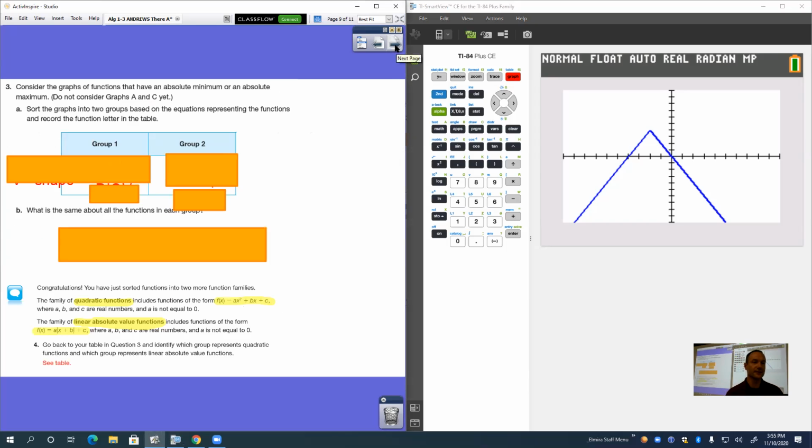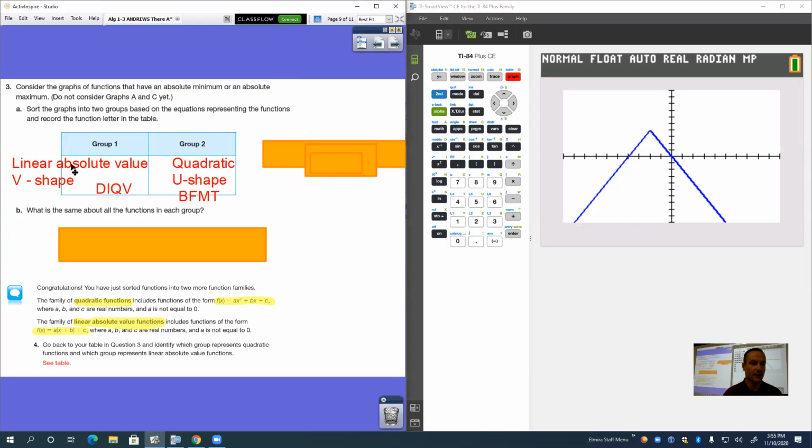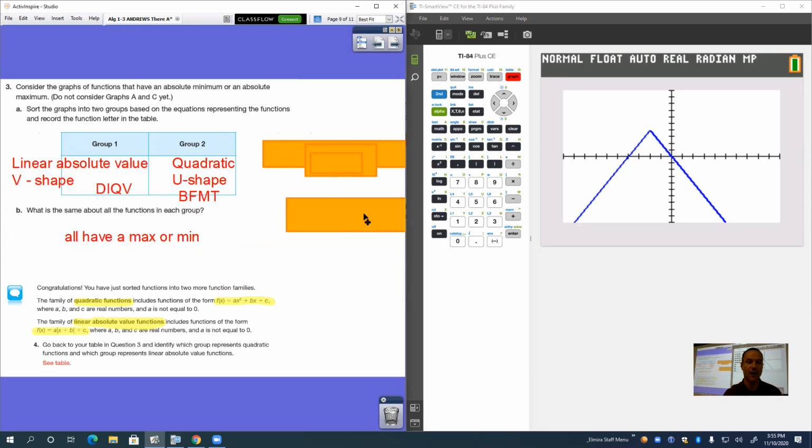So the next question says, consider the graphs of the functions that have an absolute minimum or maximum, and sort them. If you wanted to see what they look like, these are what they look like. Our linear absolute value is a V-shaped graph, and the quadratics, the x squareds, are the U-shaped graphs. What is the same about all of them? They all have either a max or a min. So we really sorted things into two more function families. We have the quadratic functions. A quadratic function always has an x squared term.